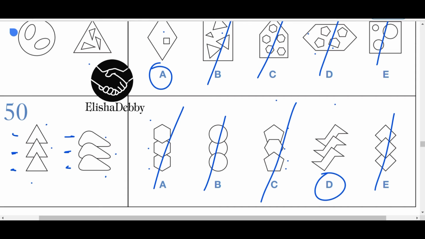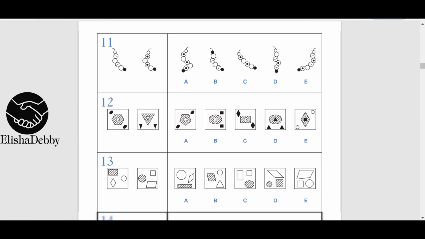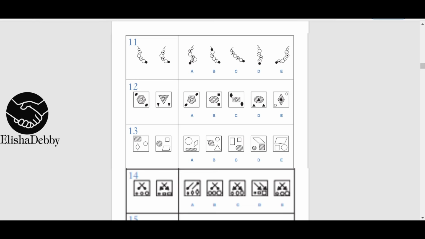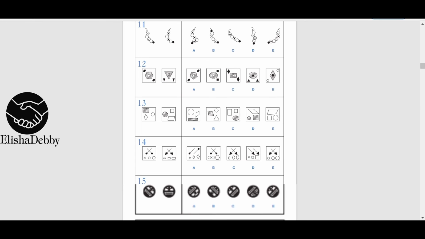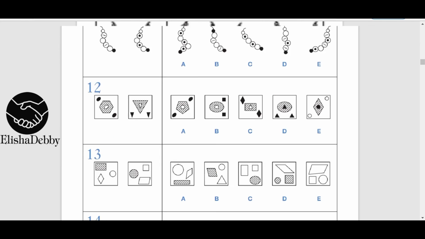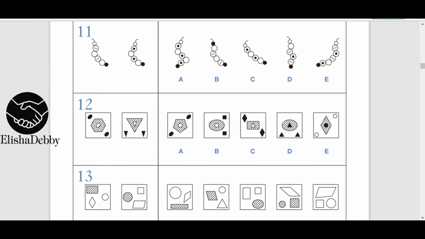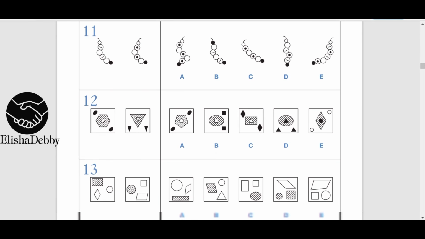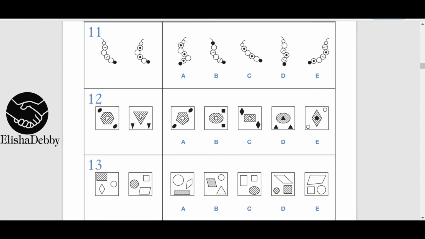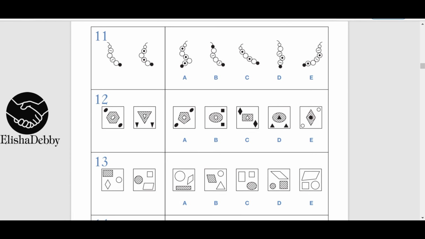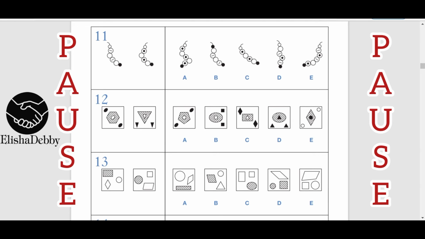Now I will give you another question to work out. I want you to work this out very quickly. Work out this one. What do you think will be the answer? Make sure you pause your video and remember the steps which I talked about. If you can remember the steps, you're good to go.